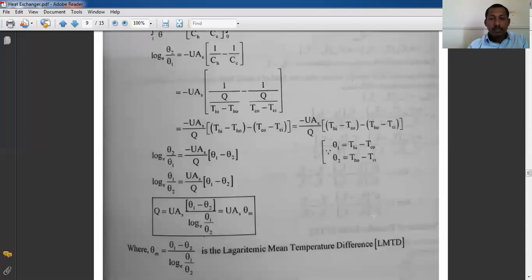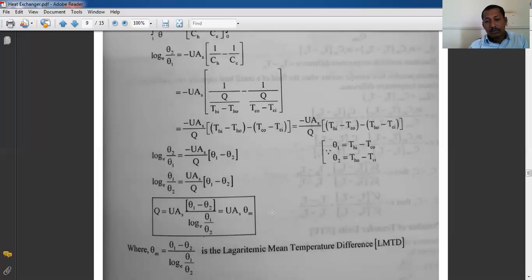Now you substitute those values, minus UAs you have to write here. Sending that negative sign, you can write log base e of theta 1 by theta 2 is equal to UAs divided by Q into (theta 1 minus theta 2). Now Q is equal to UAs into (theta 1 minus theta 2) divided by log base e of theta 1 by theta 2.